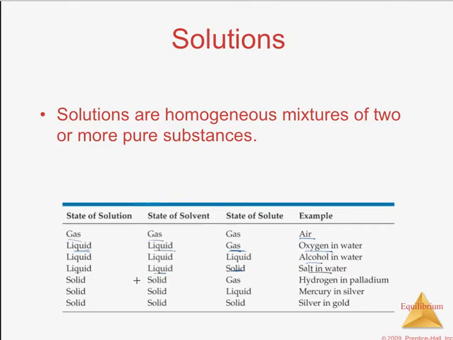be salt in water. Remember, we can have a solid solution made up of a solid solvent and a solid solute, and that would be something like silver and gold. In addition, we can have a liquid solute mixed into a solvent that is solid and have a solid solution, and that would be something like mercury in silver.